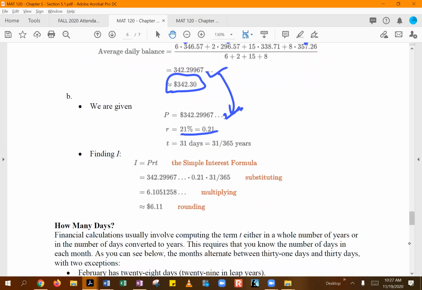And since our billing cycle had 31 days in it, to convert it into years, you take that 31 and divide it by 365.